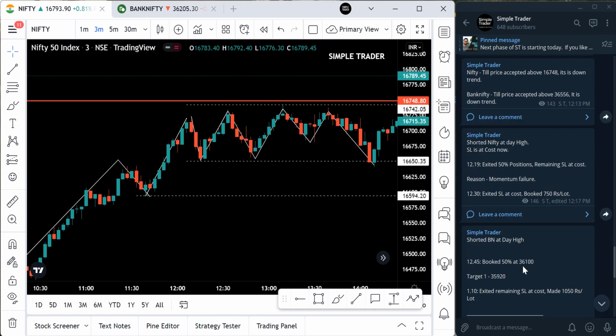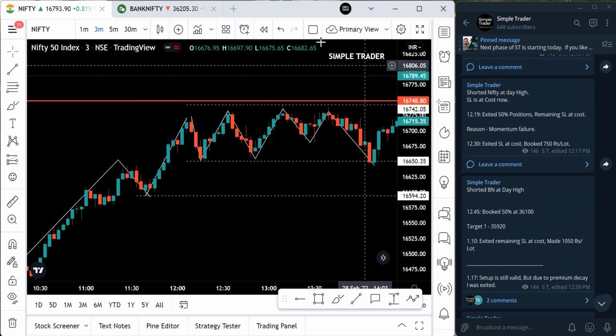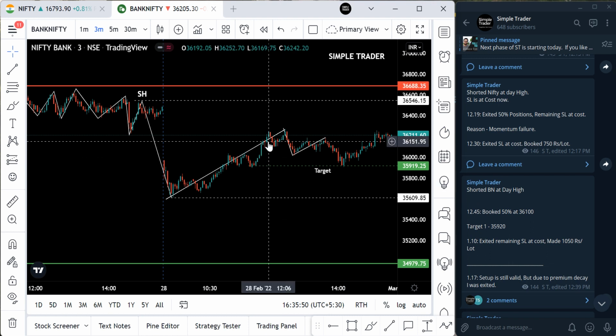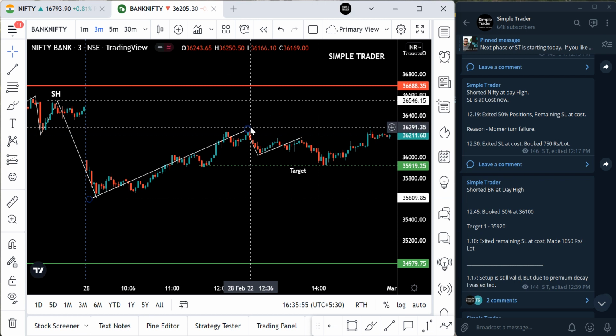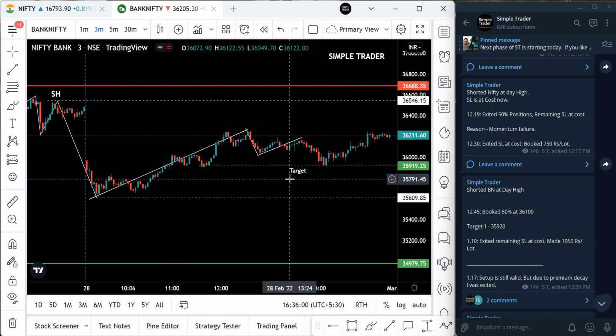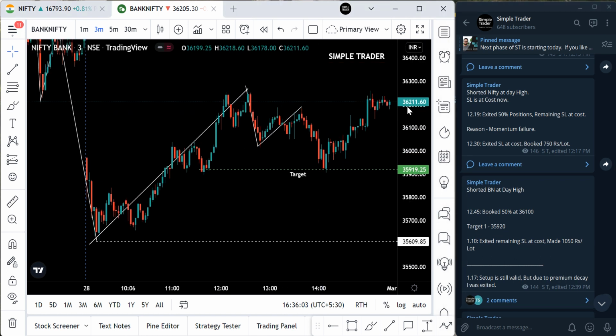So the second trade was done, and the third trade which I took in Bank Nifty was around 12:30, 12:40. This is the trade. Again I shorted here, keeping my SL high, and expected the price to reach 35,920, and it actually reached 35,920 as a target. But in between, the momentum failed, so I had to exit 50 percent here, and the remaining took out my SL at cost.